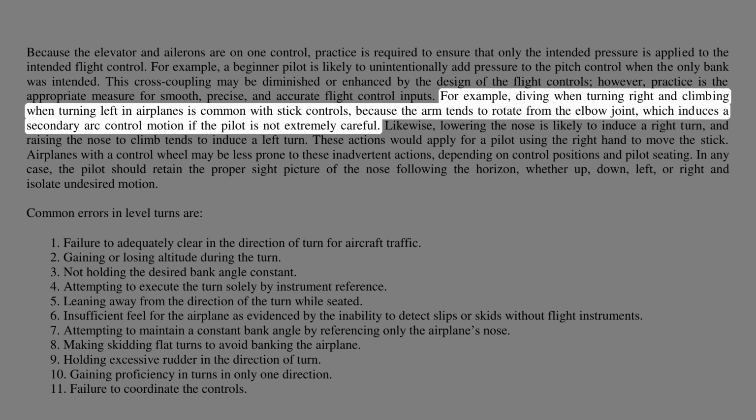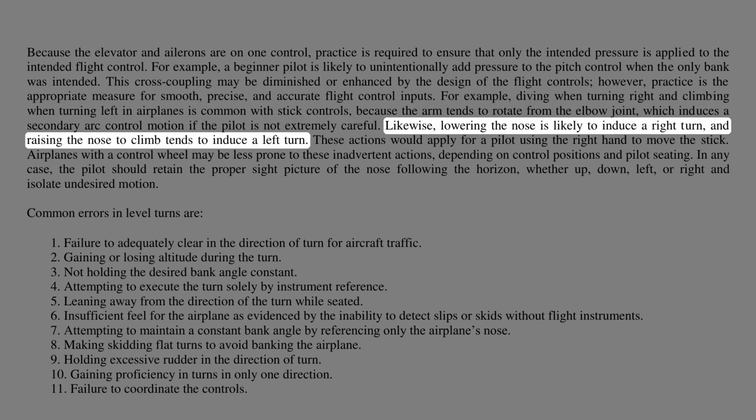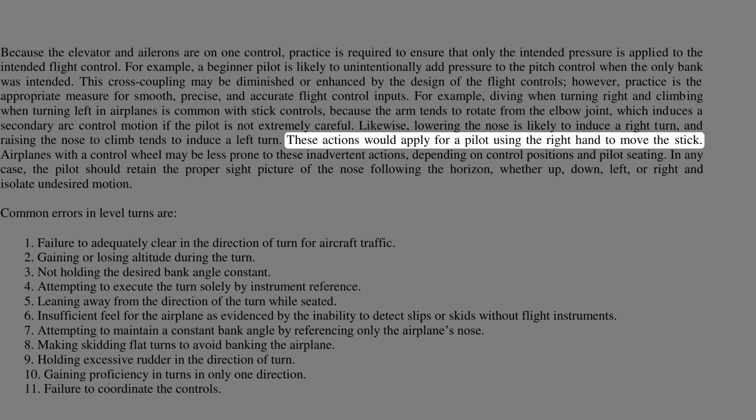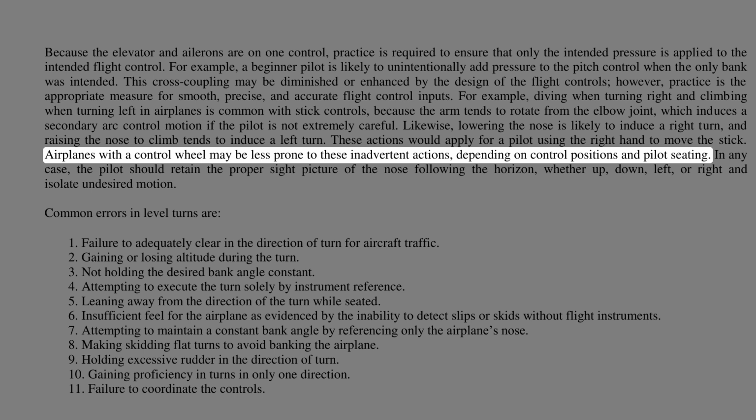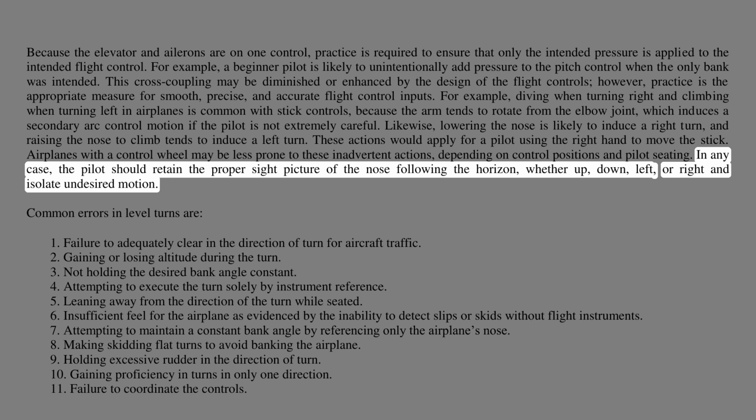For example, diving when turning right and climbing when turning left in airplanes is common with stick controls, because the arm tends to rotate from the elbow joint, which induces a secondary arc control motion if the pilot is not extremely careful. Likewise, lowering the nose is likely to induce a right turn, and raising the nose to climb tends to induce a left turn. These actions would apply for a pilot using the right hand to move the stick. Airplanes with a control wheel may be less prone to these inadvertent actions, depending on control positions and pilot seating. In any case, the pilot should retain the proper sight picture of the nose following the horizon, whether up, down, left, or right, and isolate undesired motion.